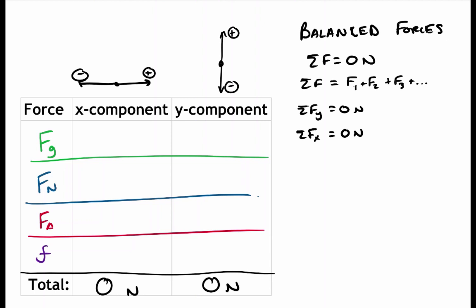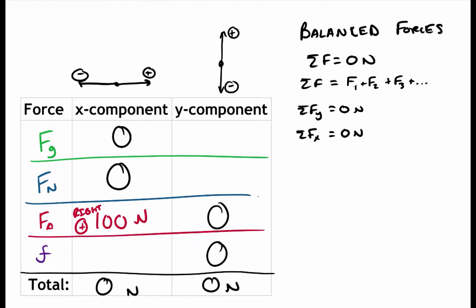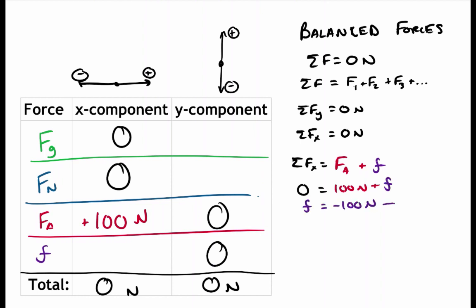The force of gravity has no horizontal component because it acts down. The normal force also has no horizontal component because it acts up. The applied force is to the right, so it has no vertical y component, and the force of friction is to the left, so it has no vertical y component. We are told that the applied force is 100 newtons to the right, so that means it's the positive direction. In order to figure out the force of friction, we can use the net force in the x direction equation. The net force in the x direction is the applied force plus the force of friction. So 0 equals 100 newtons plus the force of friction, so the force of friction must be 100 newtons to the left, or negative 100 newtons.